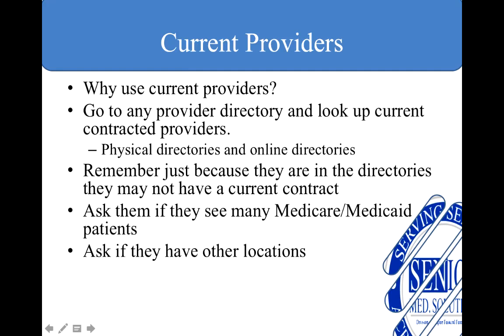So we want you to use current providers. And the way we're going to find that is we're going to go to any provider directory and look up current contracted providers. You can find that in both the physical directories and online directories. Personally, I like the online directories because you can go to the carrier's website, pull up the online provider directory, and search a 10 to 15 mile radius, because remember, that's what we're doing with our market map. If you need to, you can go back and watch the videos on that.